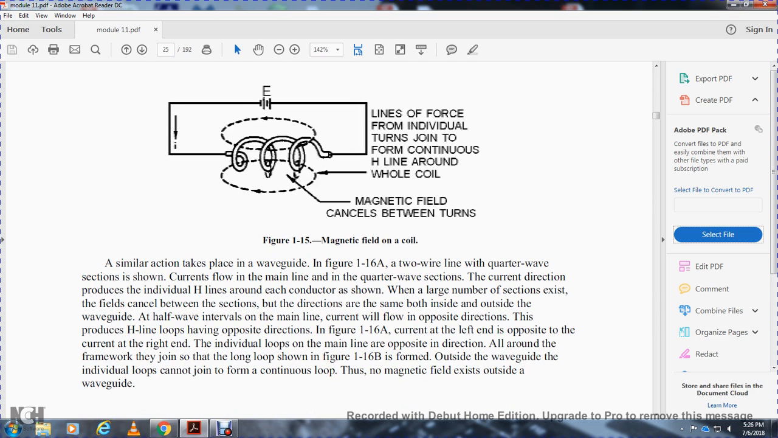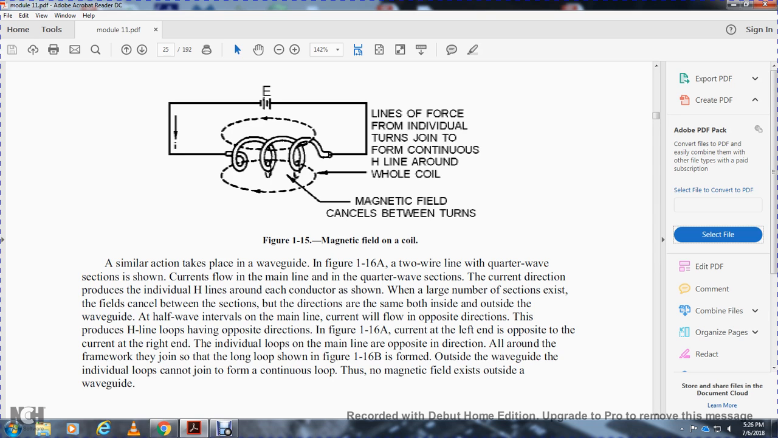A similar action takes place with the waveguide. Figure 116 shows a two-wire line with a quarter-wave section, with the current flowing on the main line. The current direction produces individual magnetic lines around each of the conductors. The fields cancel between the conductors, since the directions are the same on both sides, inside and outside of the waveguide.